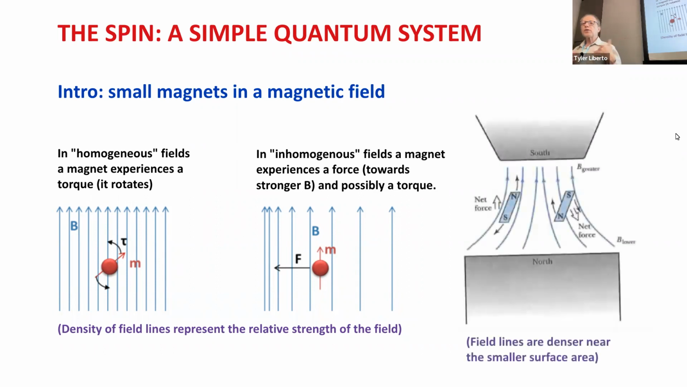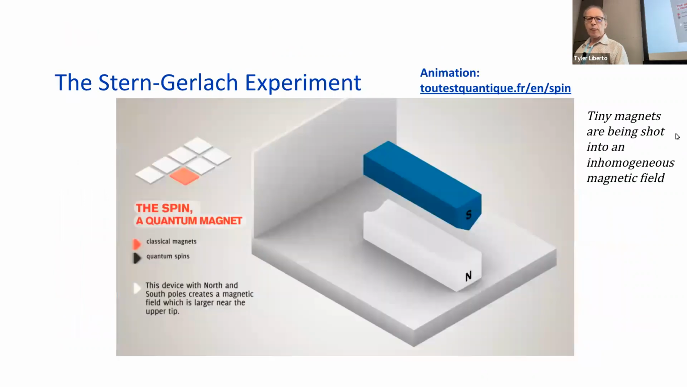We want to use that now for an experiment. For this experiment, we have a setup of an inhomogeneous magnet where the south pole, the upper part, has a smaller area than the lower part. Therefore, field lines in the upper part are more dense than in the lower part. That means the magnets will experience a net force. At the same time, they try to rotate a little bit in order to align to the magnetic field.